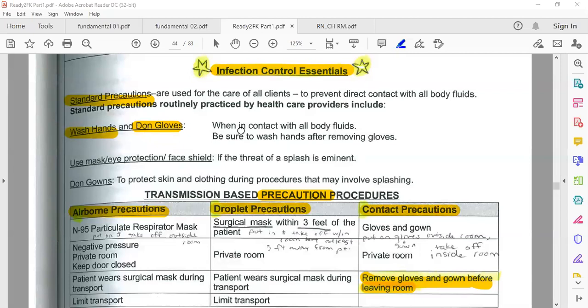When in contact with any body fluid, be sure to wash the hands after removing the gloves. Sometimes the NCLEX board asks, how long should you wash your hands? The answer is 15 to 20 seconds.